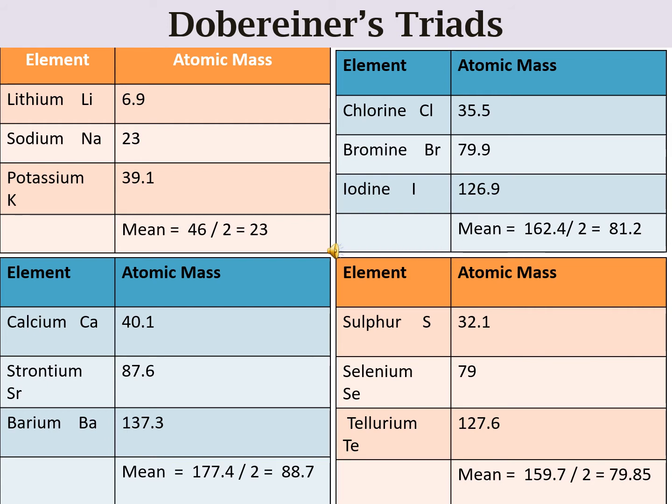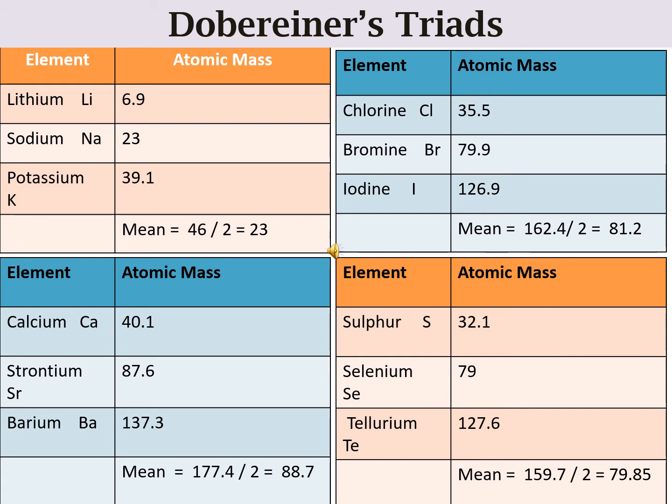So when we find out the mean, we have added 6.9 and 39.1. So the total becomes 46, divided by 2. That gives us 23. So we find that 23 is the arithmetic mean of lithium and potassium, and it coincides with the atomic mass of sodium, that is also 23. So Dobereiner was correct here, as he had grouped the 3 elements, lithium, sodium, potassium, into a triad.